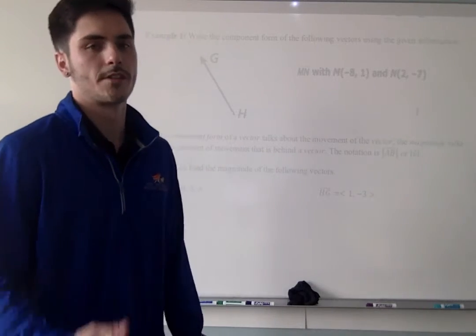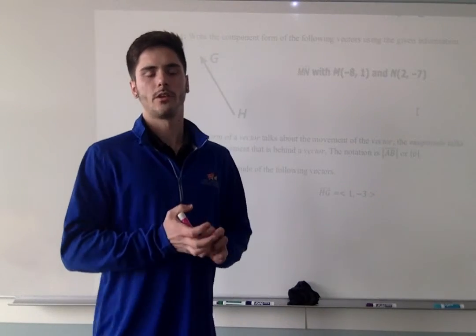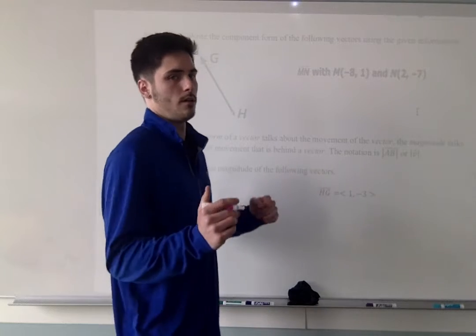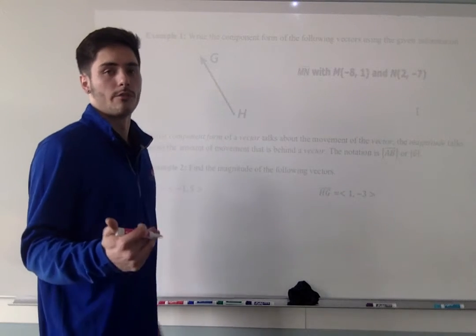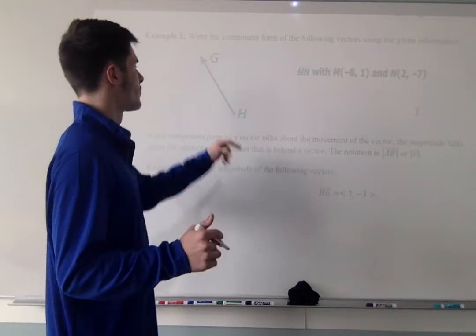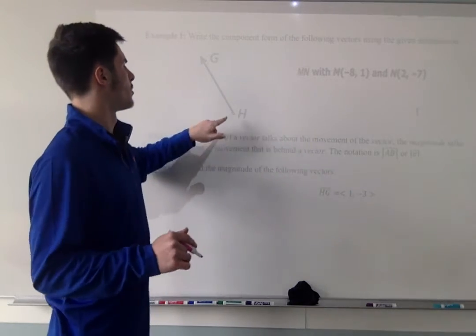All right, we're going to go over these examples real quick just so I know that y'all have a good basis to work with. So we're going to write the component form of the following vectors using the given information. These are two different examples. We'll start with this one.